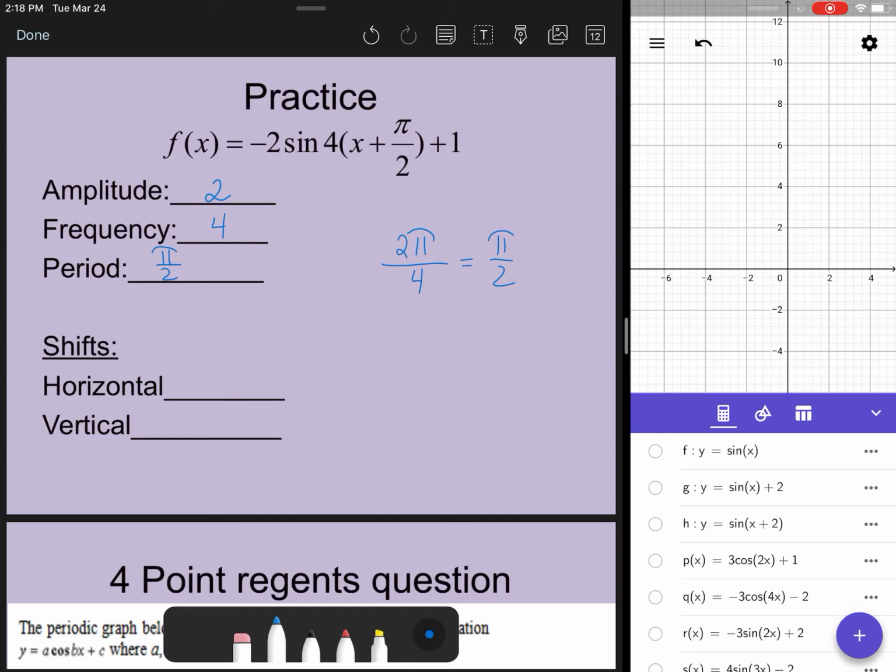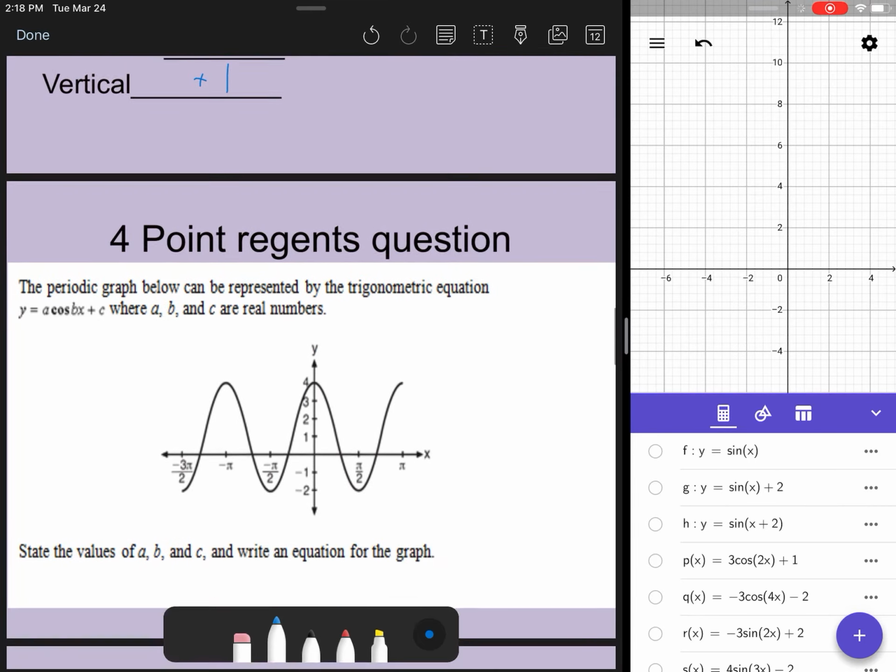Okay. What's the horizontal shift? Because it's positive, remember, our shift is going to be negative. We're going to the left pi over 2 units. Vertical shift is going to be +1.